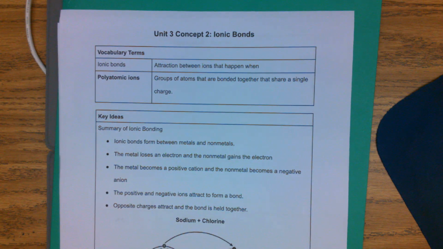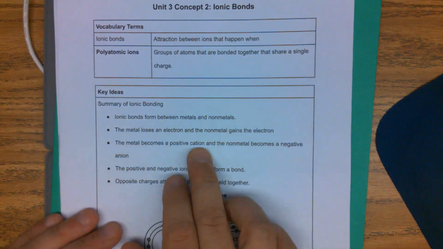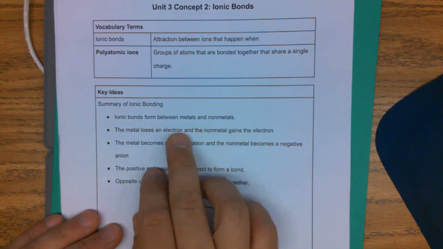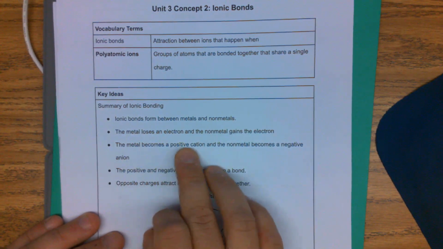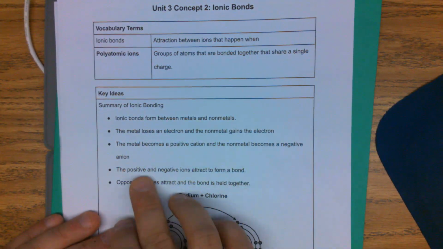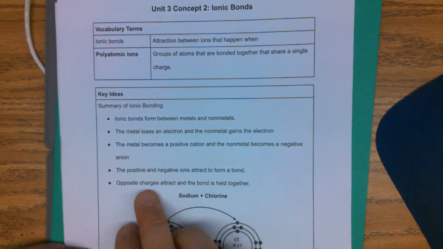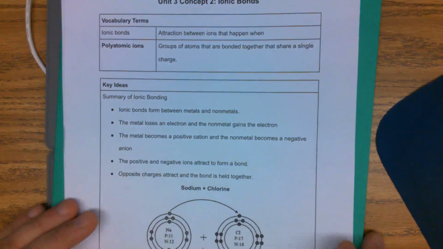All right, let's go ahead and take a look at ionic bonds. So ionic bonds, we have the summary here. Metals and nonmetals. Metals lose, nonmetals gain. Metal becomes positive, nonmetal becomes negative. The positive and negative subtract, and then opposite charges hold the bond.